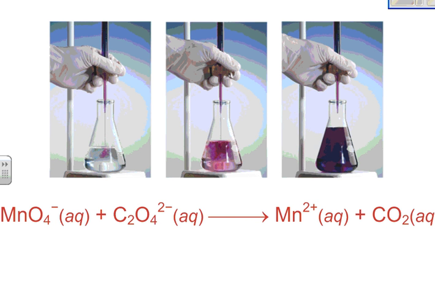Here we have a typical oxidation reduction titration reaction. So we're adding permanganate. This is the solution that's in the burette, the purple solution, and it's being added to a solution of oxalate, the C2O4 2-. And the product of this reaction is the manganese 2+ ion and carbon dioxide. So we're going to attempt to balance this equation using this redox method.